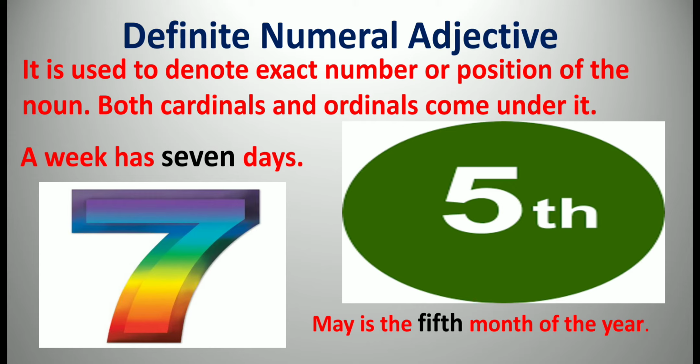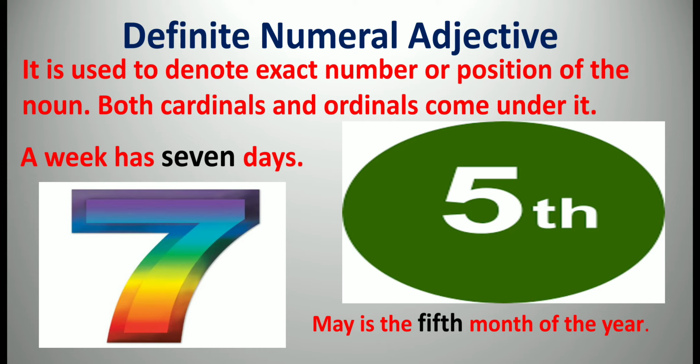The definite numeral adjective is used to denote the exact number or position of the noun. Both cardinal and ordinal numbers come under it. The cardinal numbers are 1, 2, 3, etc. And the ordinal numbers are first, second, third, etc. The multiplicative numbers such as single, double, triple, etc. also come under the definite numeral adjectives.